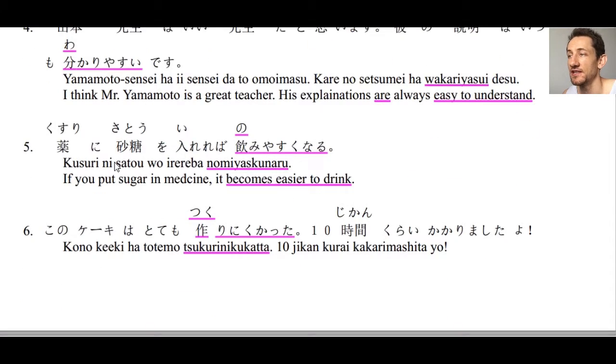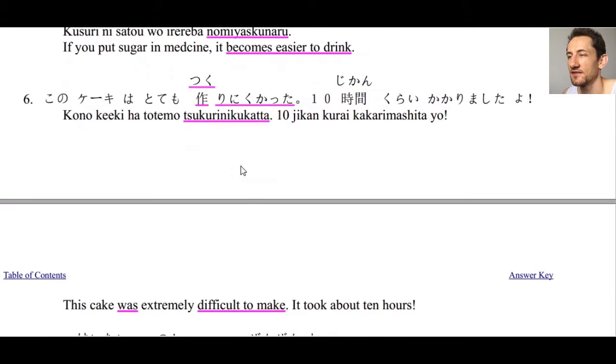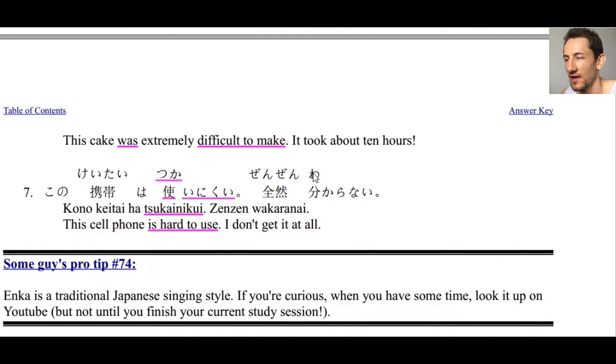Number 5, 薬に砂糖を入れれば飲みやすくなる。So if you put sugar in medicine, it becomes easier to drink, as we all have heard Mary Poppins say multiple times, I'm sure. And let's see, number 6. このケーキはとても作りにくかった。10時間ぐらいかかりましたよ。So this cake was extremely difficult to make. とても作りにくかった。Difficult to make. 10時間ぐらいかかりましたよ。It took 10 hours. And number 7, the last one.